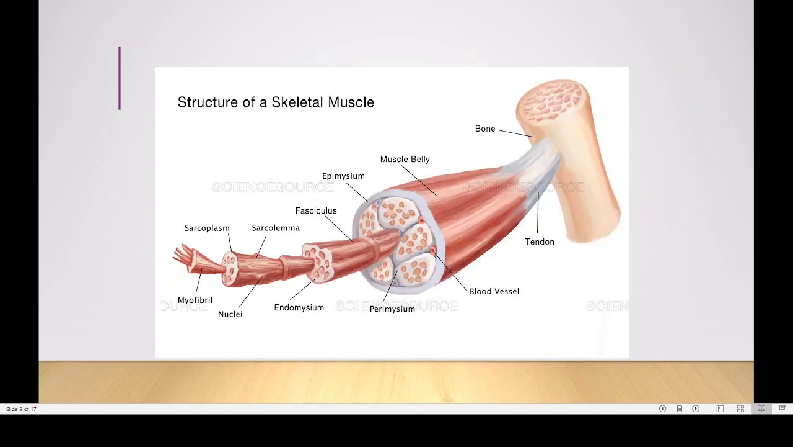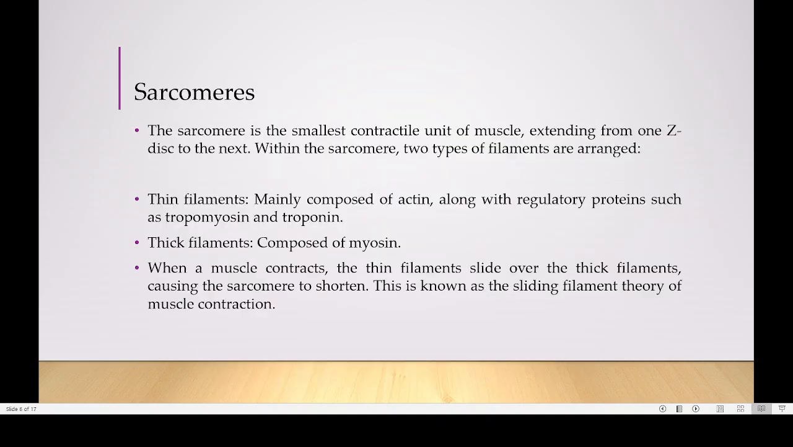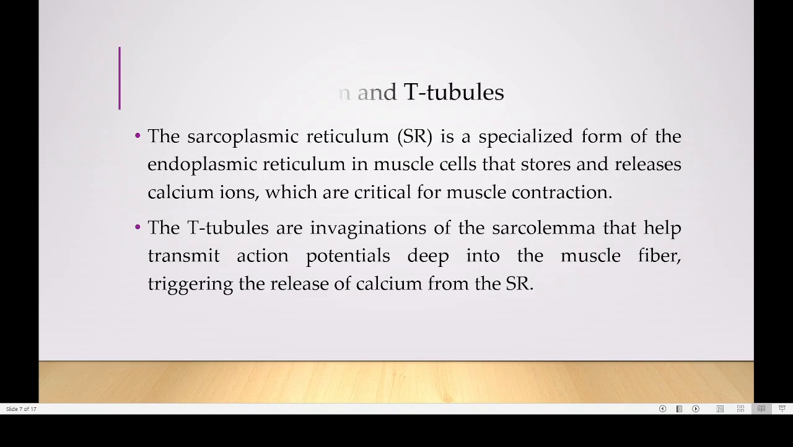Maybe you might have studied that in your +2 classes as well as high school classes. So that is the sliding filament theory. It's an important theory which explains the contraction of a muscle, how a sarcomere is contracting, and what is really or mechanically happening during a muscle contraction.